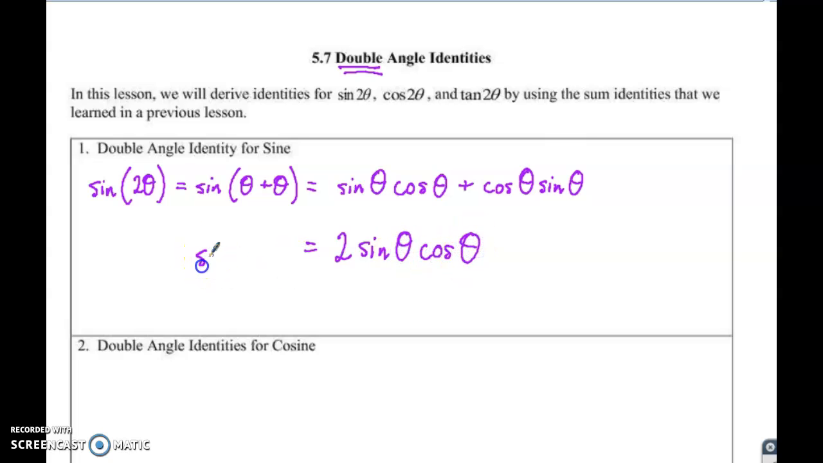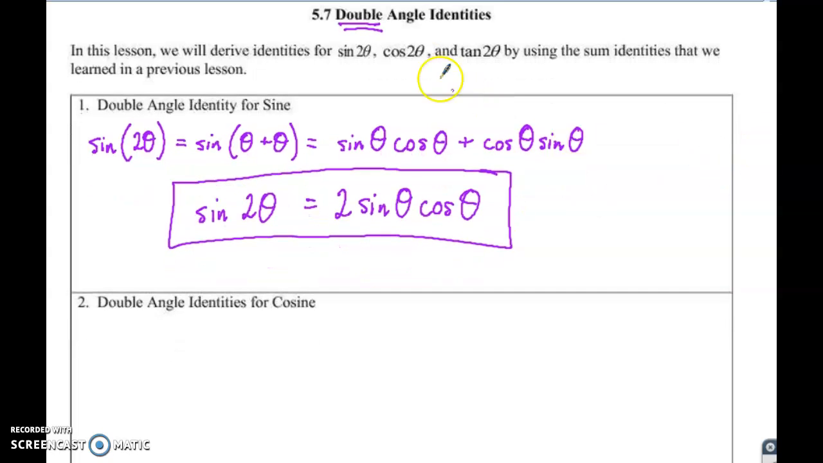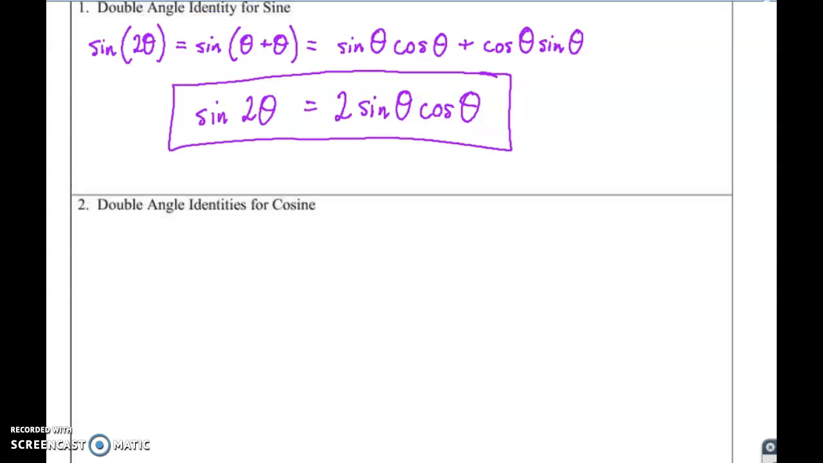So this is typically how we write the double angle formula, just like this. And I can explain it in other ways if anybody's interested. But usually this is fine. Like just show it one way and then we're good.